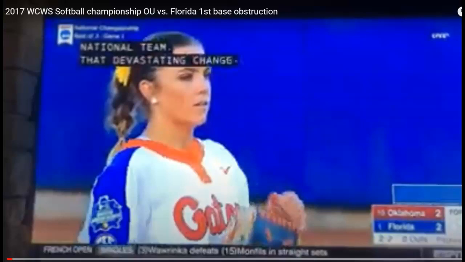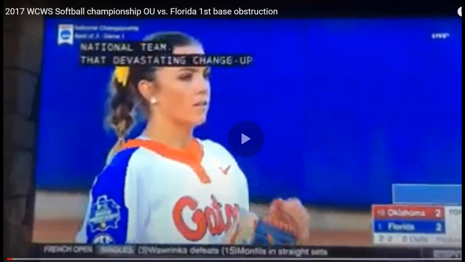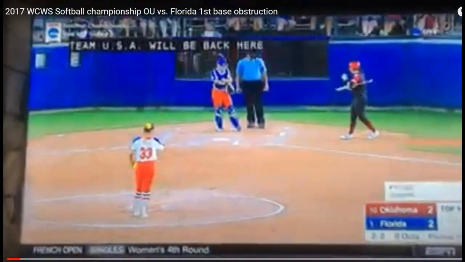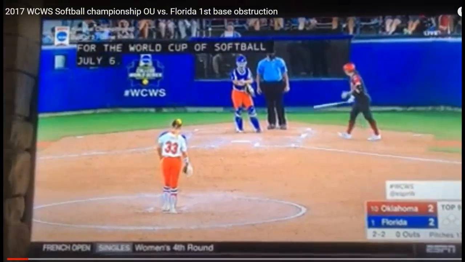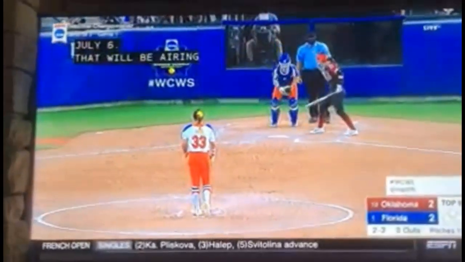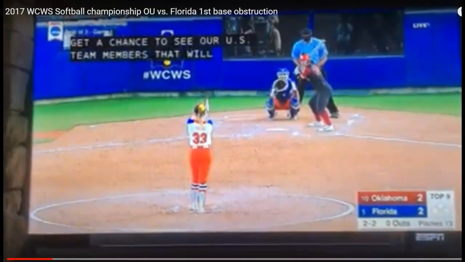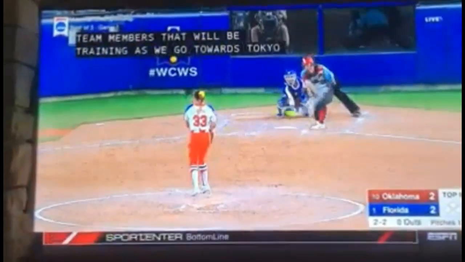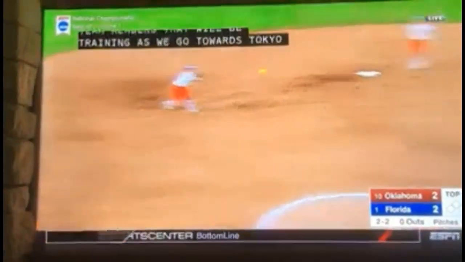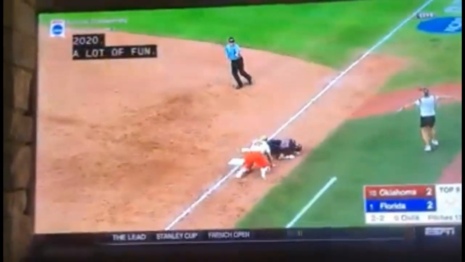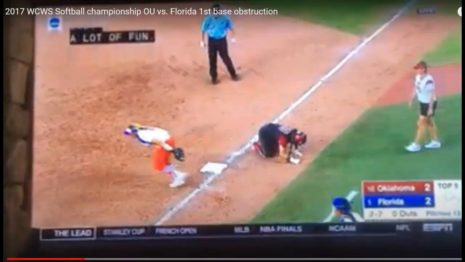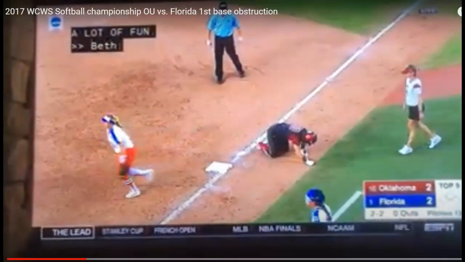Let's look at a less common example of obstruction. In live speed, this is difficult to see. However, through the progression of this replay, we will see clear and obvious obstruction which needed to be ruled.